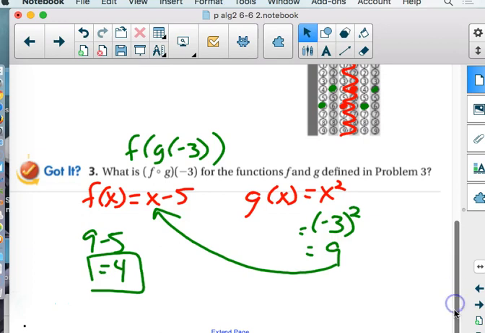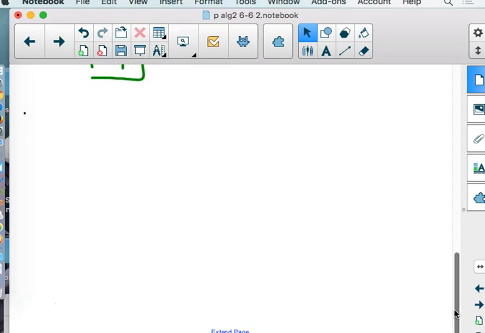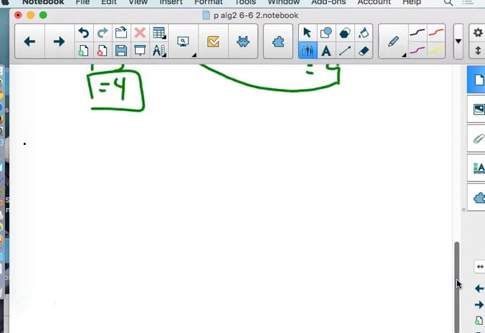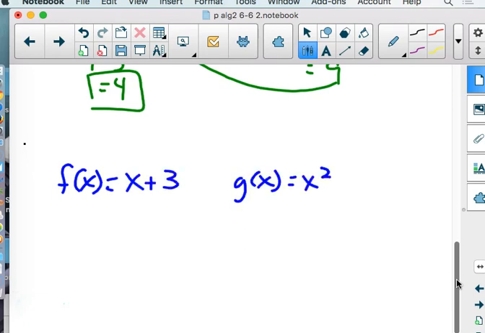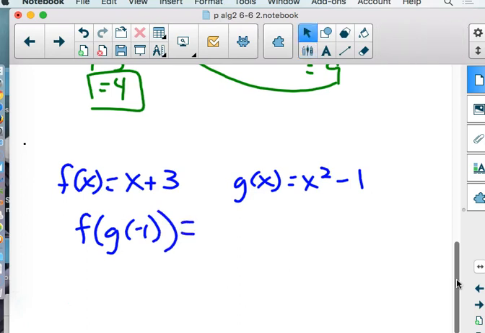Now I know you've got some spare space on that page because I am going to make up a problem and let you guys do one. Spare space down there. F of x equals x plus 3. G of x equals x squared minus 1. I want you to find the f of g of negative 1.